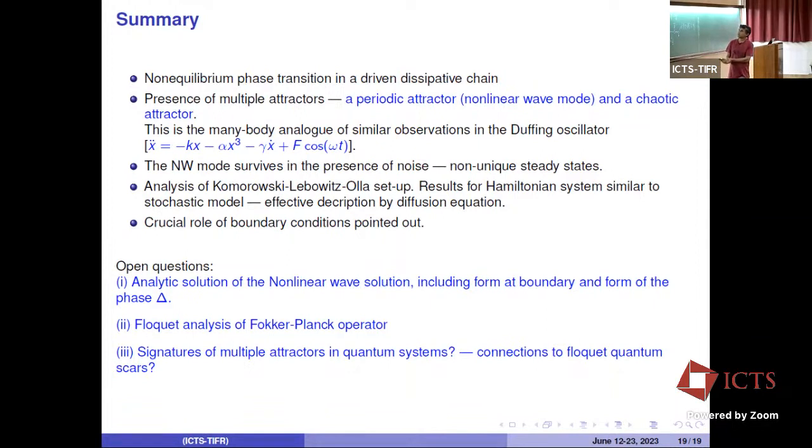Some interesting questions are, of course, the analytic solution to understand this nonlinear wave solution, and whether you can understand these transition points and so on. And then with noise, at least you can write a Fokker-Planck operator, and one can think of a Floquet type of analysis. The other very interesting question, I think, is that we started with the quantum system, this Bose-Hubbard model. What are the analogs of these attractors in these quantum systems?